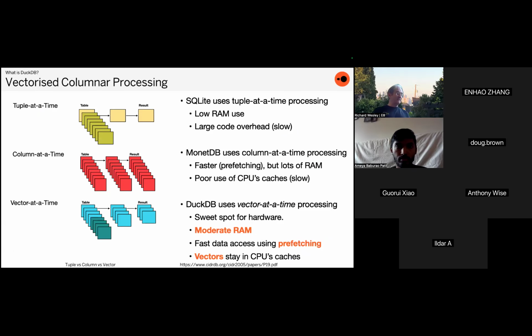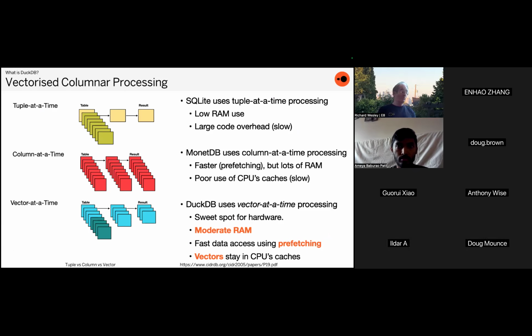On the off chance that nobody knows what vectorized columnar processing is, there are sort of three models for doing row-oriented processing. The old one is tuple at a time, and SQLite actually does this. You get very low RAM use, and you get a lot of code overhead because everything requires jumping around for procedure calls.